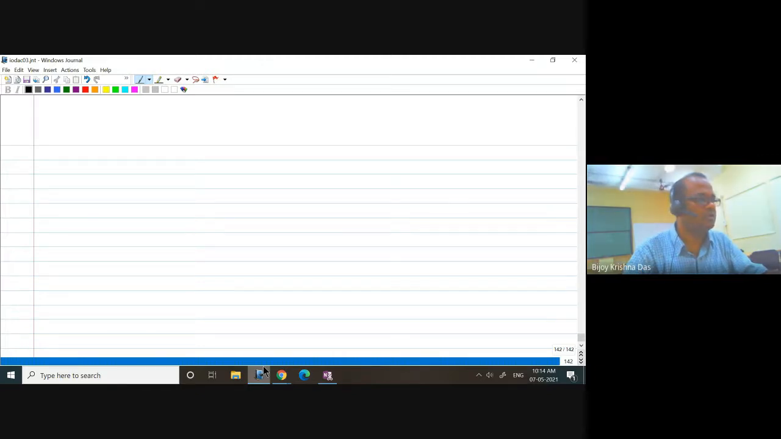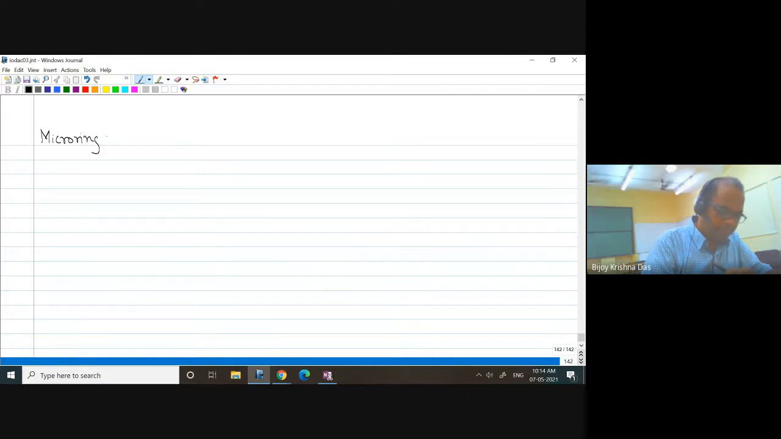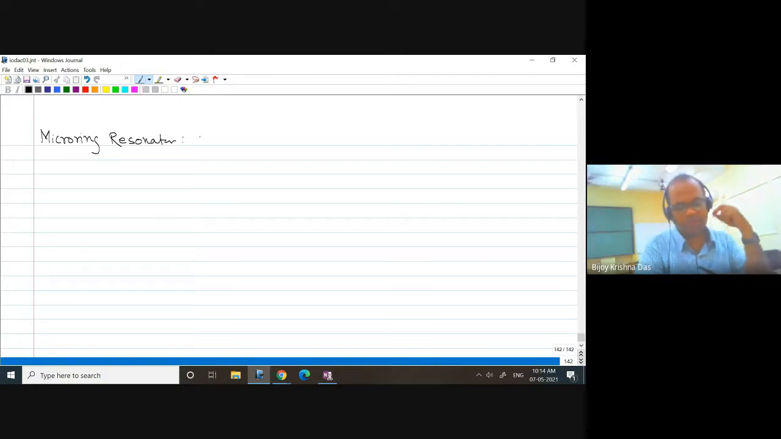What we were discussing in the previous class was micro-ring resonators, so we'll continue that again. We discussed two types of micro-ring resonator: one is the all-pass configuration, another is add-drop. So first we are addressing the all-pass configuration.